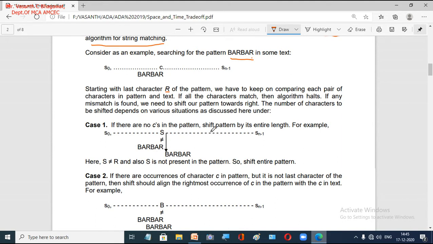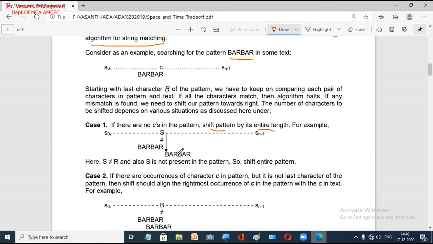In that case, we shift the pattern by its entire length. What is the length of the pattern? 1, 2, 3, 4, 5 and 6 characters. So we move the pattern 6 characters towards the right side. Clear? See here, 1, 2, 3, 4, 5, 6. So you move it 6 characters this way, and the pattern comes here.